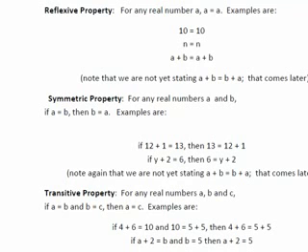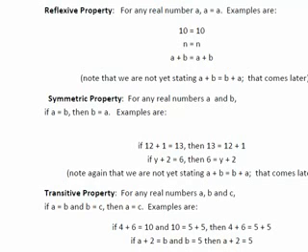The transitive property gives you some kind of an intermediary. So we have a, b, and c now, and we're told that a equals b and b equals c, so we can conclude that a equals c. So both a and c are equal to that intermediary b, so they have to be equal.